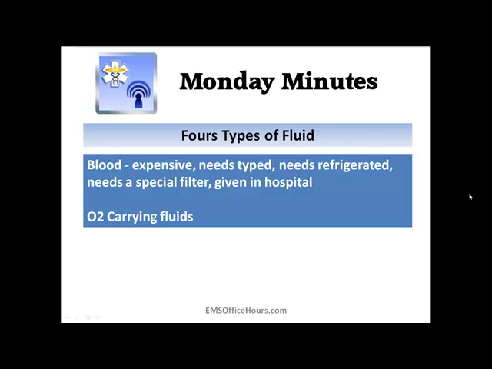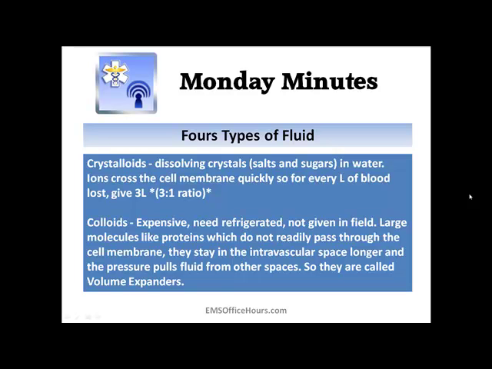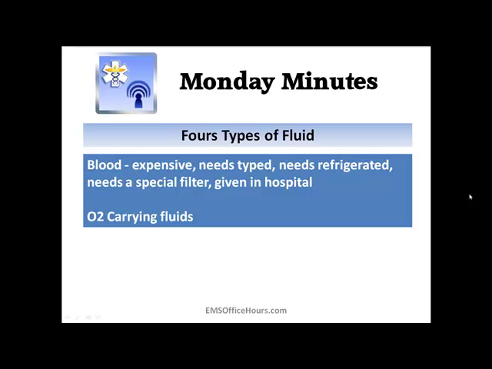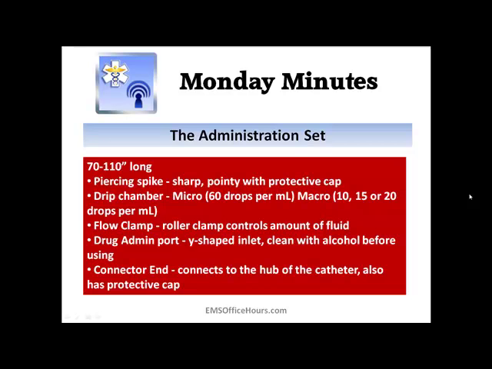And then the fourth one is fluids that carry oxygen. So these are the common 4 types of fluid you're going to see. Keep these in mind. You're going to see these on the exam, especially when it comes to crystalloids and colloids. You'll see this on the test, guys. Trust me.